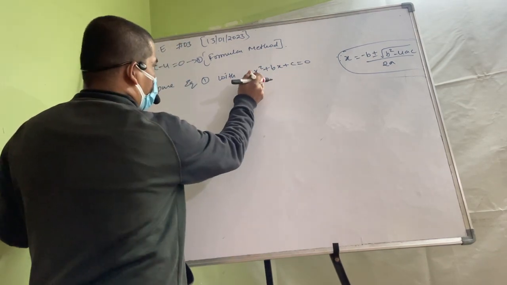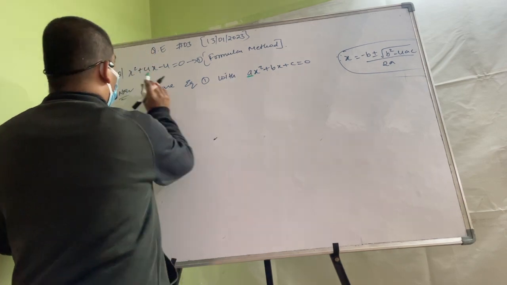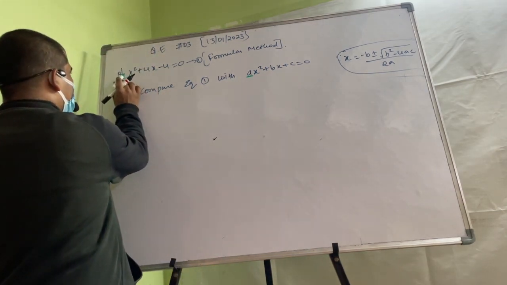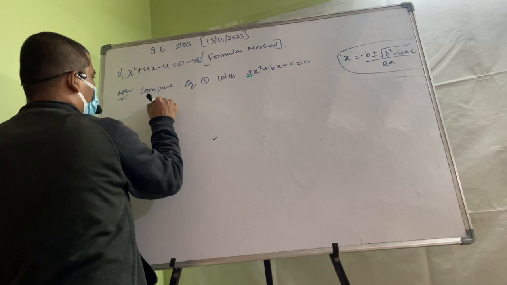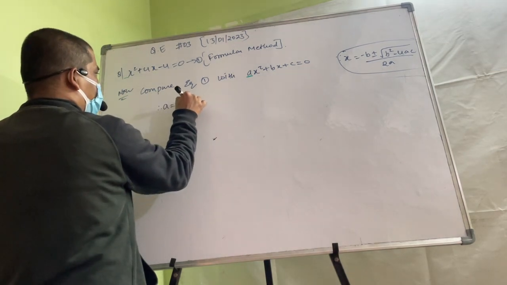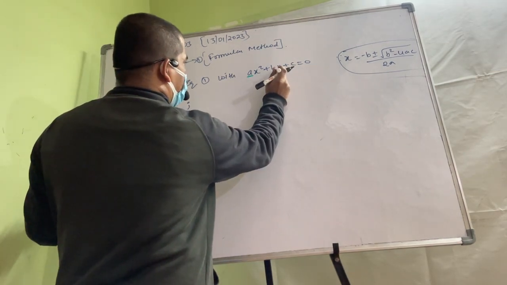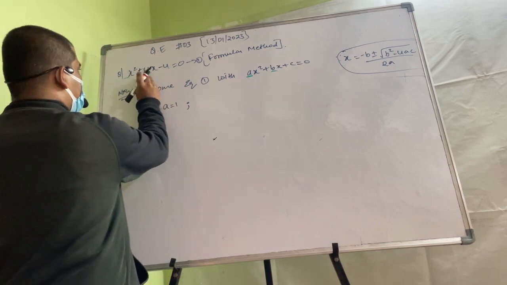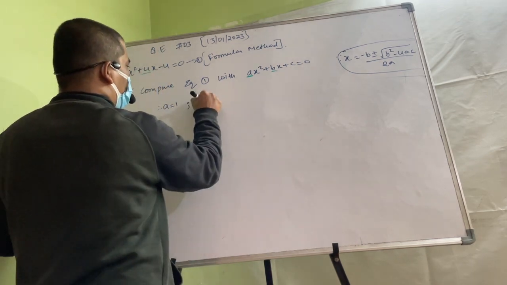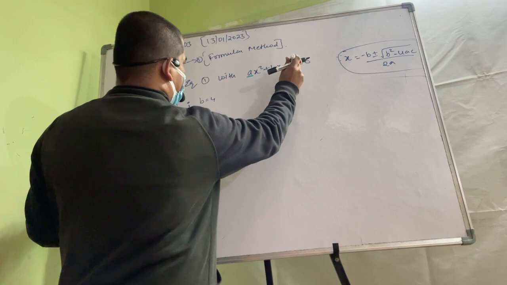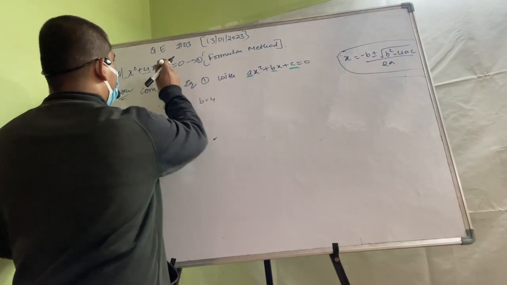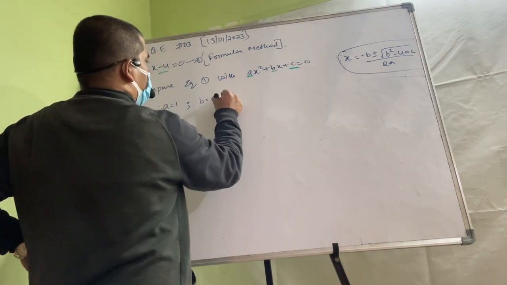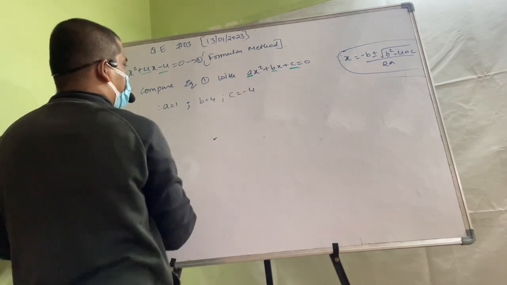So, what is the x square coefficient here? A. What is the x square coefficient here? Nothing means 1. So therefore, A value how much? 1. What is the x coefficient? B here? 4. So B is equal to 4. What is the constant? C here? So, C is equal to -4.